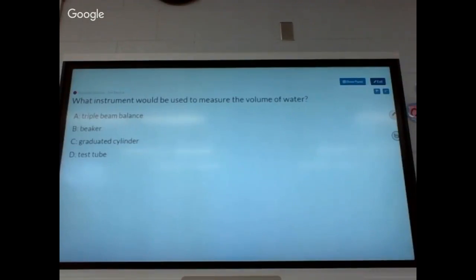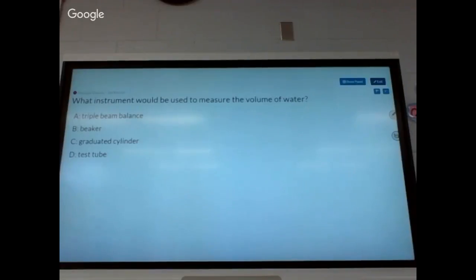All right, we got 15 right and 5 wrong. All right, everybody picked. See who got it right, and then the other 3 answers got picked also. A triple beam balance is used to find what? Mass. Can we use a beaker to find anything? No. No, beakers don't find anything.